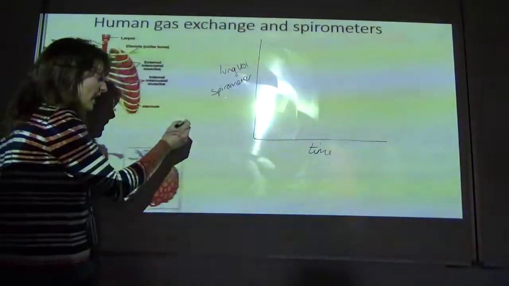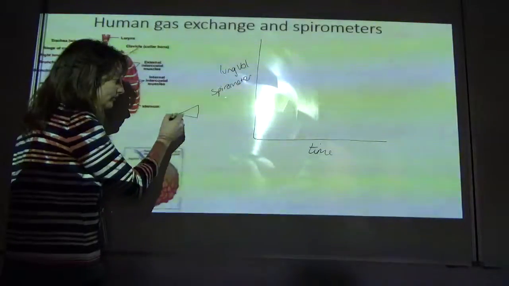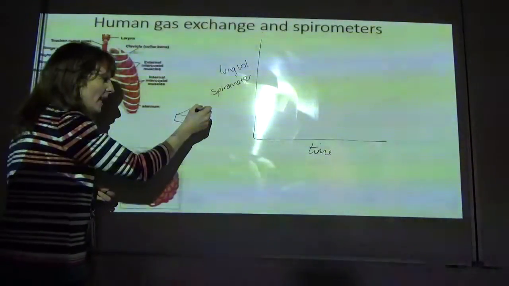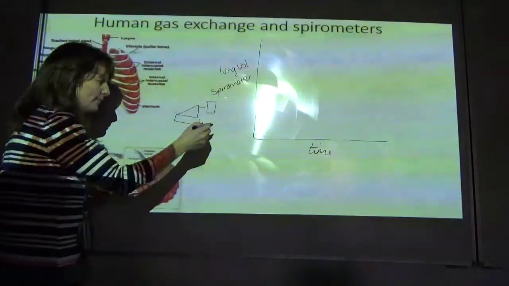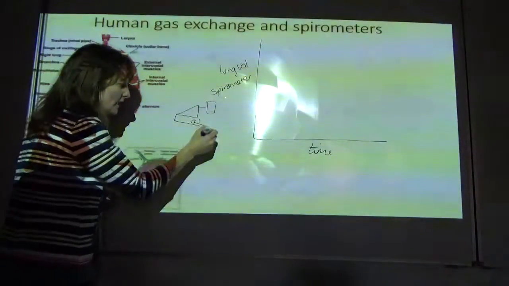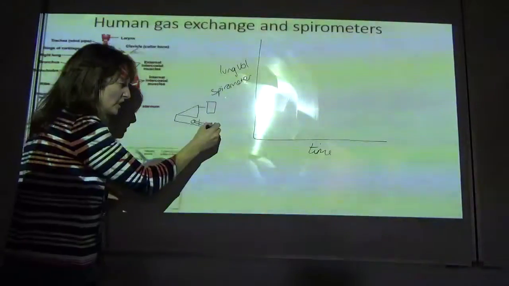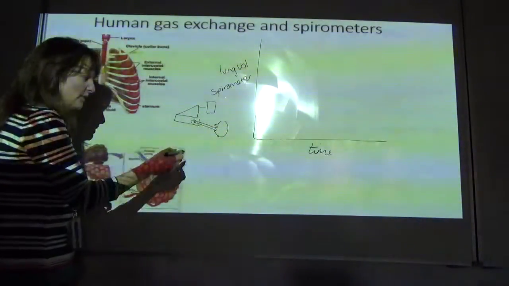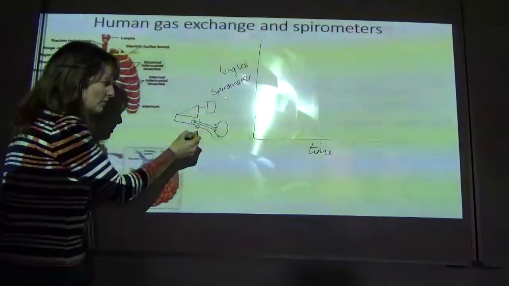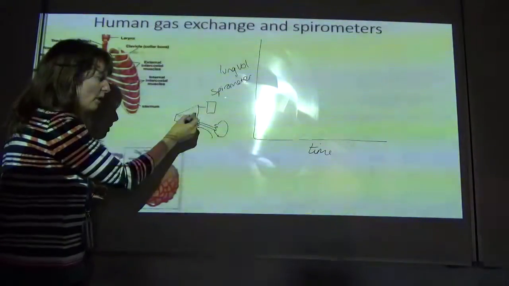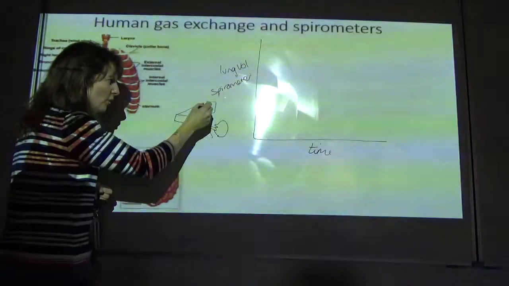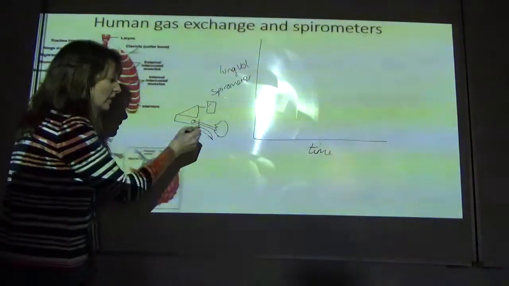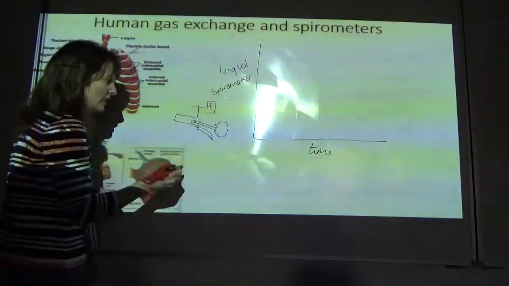usually you have a barrel and a box of water, and this is connected with a pen that records on a drum. So that means that you are connected to the spirometer via a tube, so this is a person breathing in and out of the spirometer. As you breathe out, that causes the drum to go up, that causes the pen to go up, and you get an upward curve. As you breathe in, then the drum goes down and you get a downward curve.